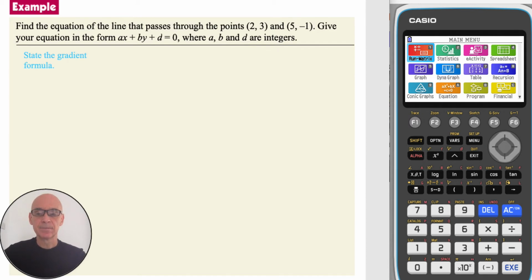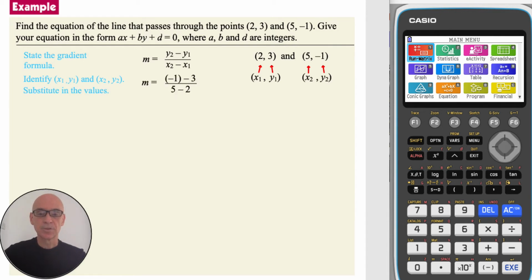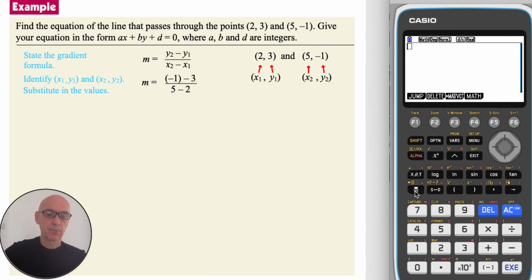If we begin by writing down the gradient formula, which is given on page 5 of your formula booklet, and then identifying the points as shown, substituting the values into the formula and performing the calculation. So on the calculator, I'll press the fraction button and put a bracket around the negative number, subtract 3 and then a down cursor to get to the denominator, and that's 5, subtract 2.